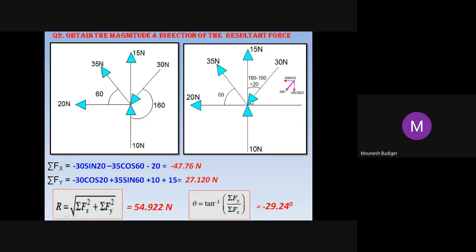Then 35 sine 60, it's correct. Plus 10 plus 50, it's correct. In degree mode, it's correct. Degree mode only we have to operate compulsorily. 37.12. Twice I solved, and with two students it is verified also.